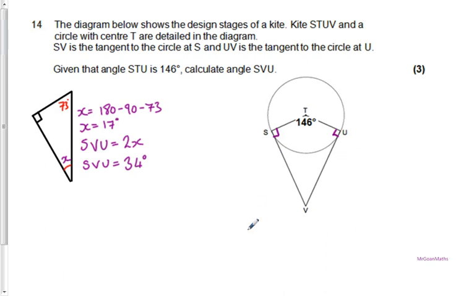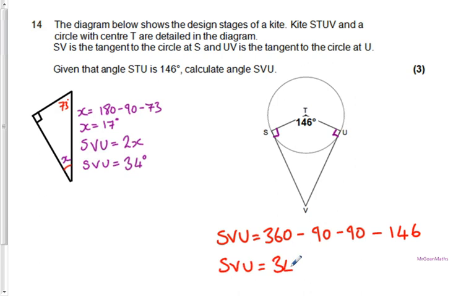So what we get then is that SVU is equal to 360 minus 90 for our two right angles, minus 146. So SVU is still equal to 34 degrees. And we can check that with our calculators, and it's really up to you which method you want to use. Almost everyone can remember that triangles add up to 180 degrees. Quadrilaterals adding up to 360 does slip the mind easier.